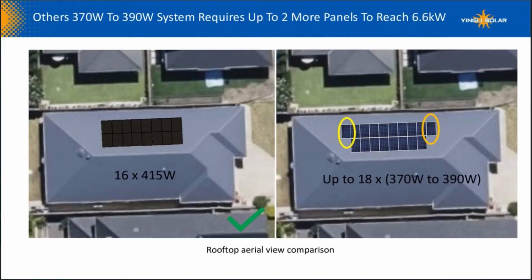Even smaller systems, such as the popular 6.6 kilowatt home systems being installed here in Australia, can benefit by using the 415 watt 108 cell module. The competitor offering of 370 watt or 390 watt modules are still distributed throughout the market. Use these and you'll require up to 2 more panels to deliver the targeted system size of 6.6 kilowatts. Same thing applies here: more racking, more work for the entire supply chain, and ultimately a lower grade outcome for the end customer.